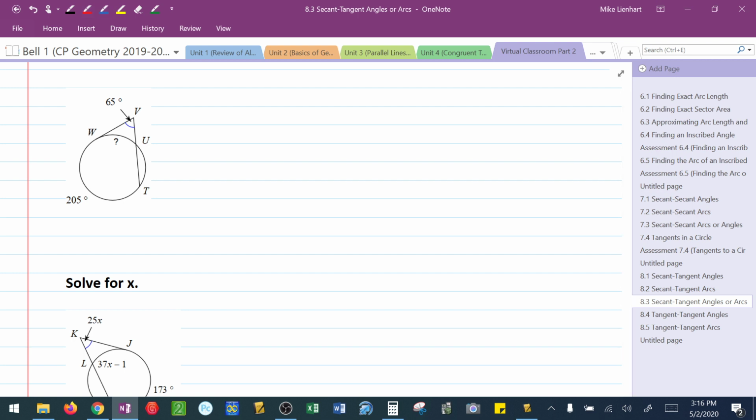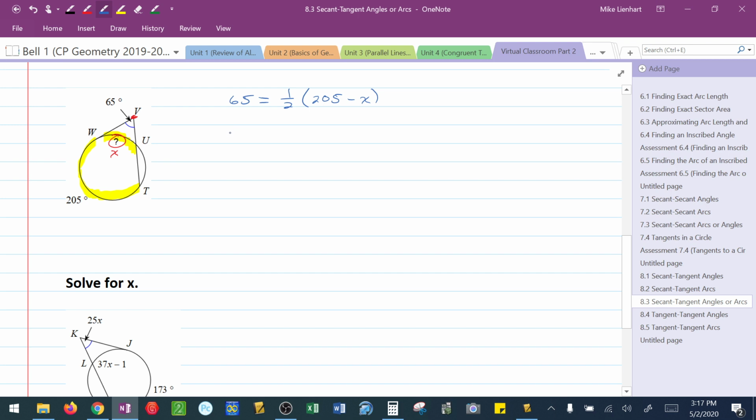Okay, we have a secant tangent scenario with the vertex out. When the vertex is out, you're going to have a big arc. You're going to have a little arc. Now, they, in particular, want us to find that question mark there, which we're going to call x. What do I know? When the vertex is out, the angle is equal to half the arcs subtracted. And remember, you have to go big arc minus little arc.